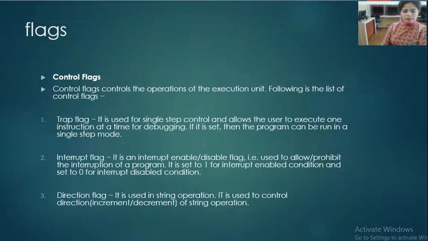Now what is trap flag? It is used for single step control and allows the user to execute one instruction at a time for debugging. If it is set, then the program can be run in a single step mode. Trap is basically interruption. So what happens if we set the trap flag? If we set the trap flag, it means only one instruction will be executed. After that, the trap will occur. Trap means the process will stop.